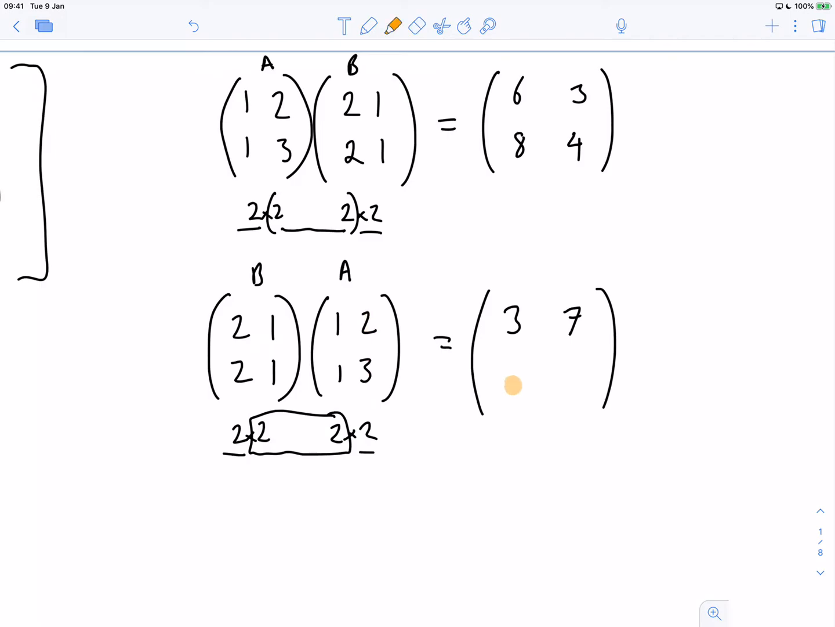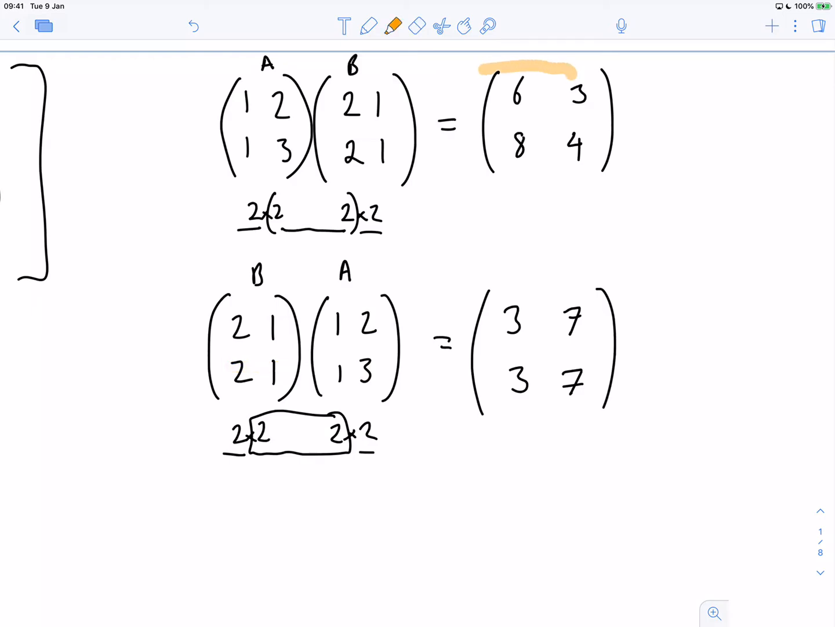And then second row, first column. We've got 2 times 1 plus a 1 times 1, so that's going to be a 3. And then second row, second column. We've got 2 times 2, which is 4, plus a 1 times 3. I believe that's just going to be a 7 again. Okay. Have I done that right? Yeah, seems to be.